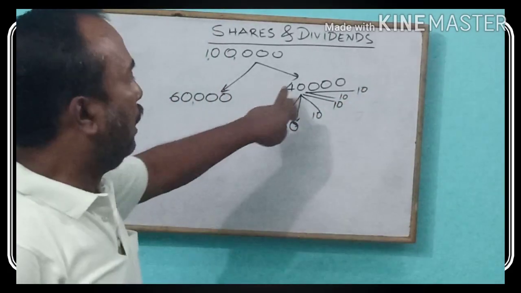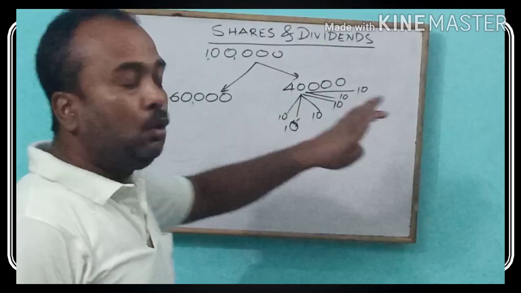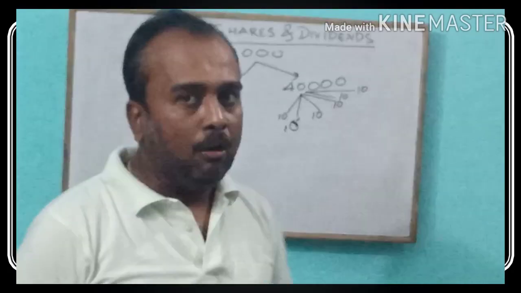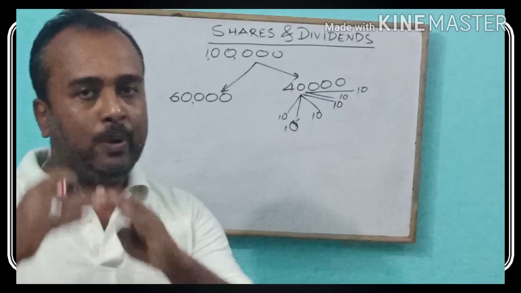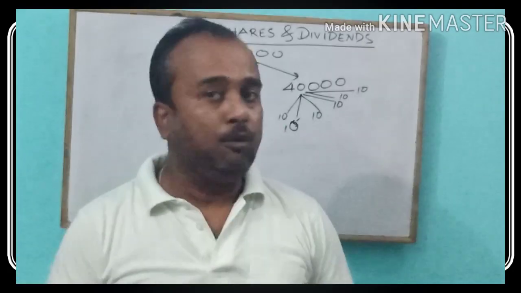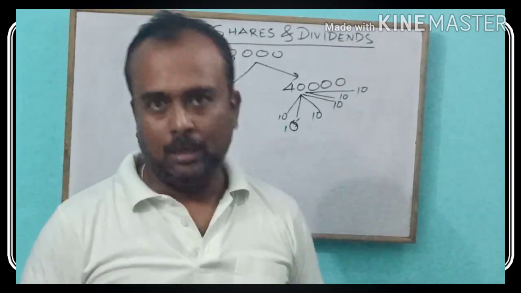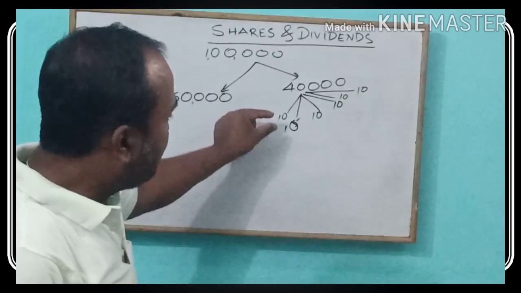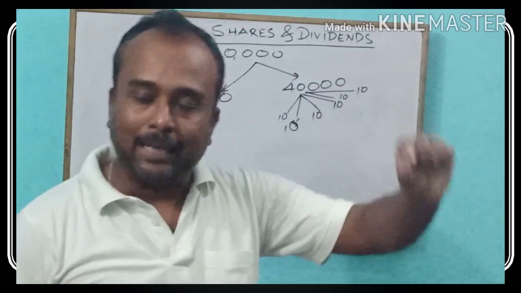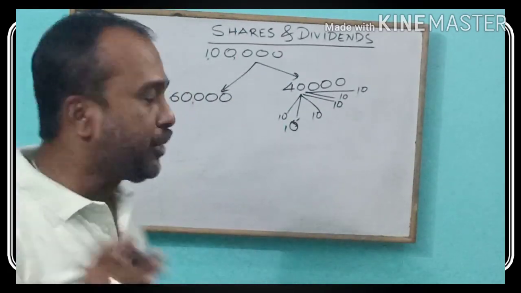Then 10 into 4,000 is 40,000. That means we have 4,000 persons who can invest 10 rupees each. So these small parts which a company declares are known as the shares.